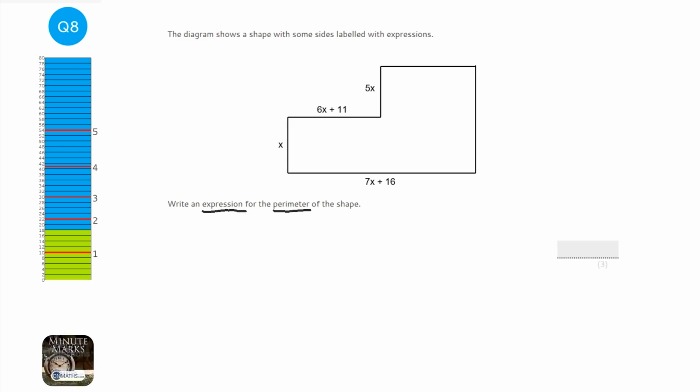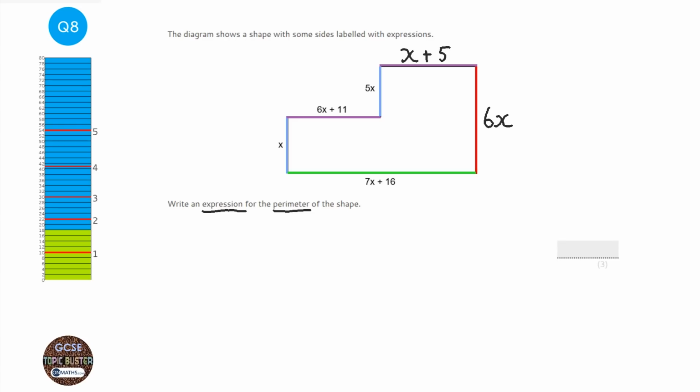Okay, so there are a few sides missing, so I'm going to try and find out this side first. And to get this side, we're going to add the 5x here with the x there. So 5x plus x is 6x. So we've got that one. Now, if the total distance across is 7x plus 16, and the bit we know is 6x plus 11, then the bit we don't know we'll have to add up together to make the 7x plus 16. So we need another x and we need another 5.